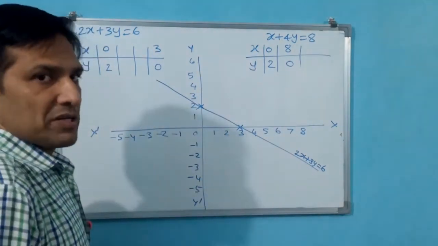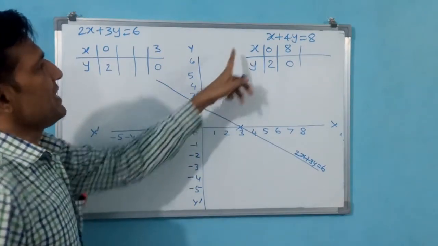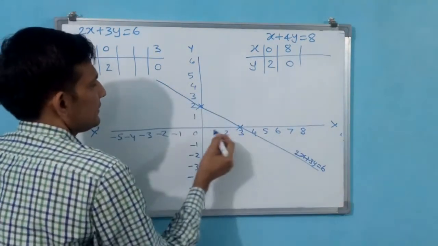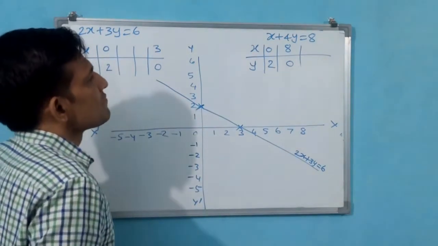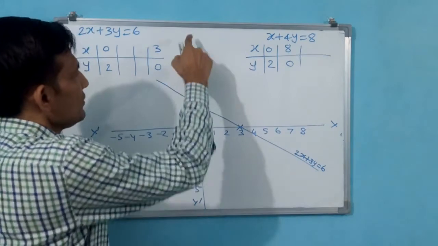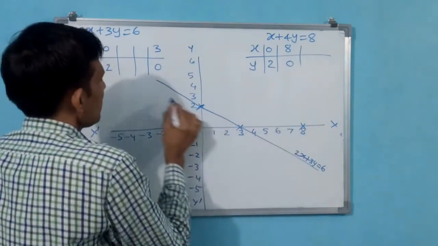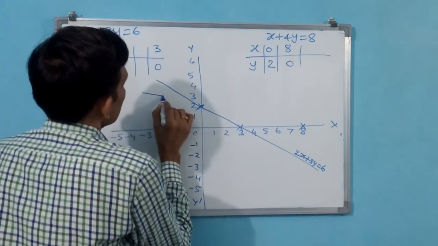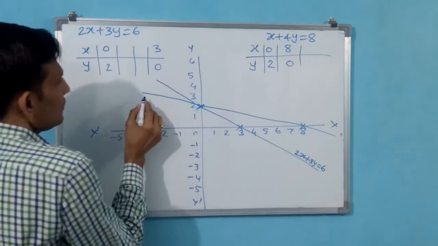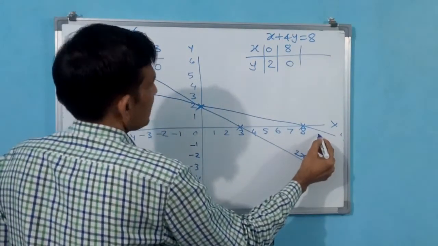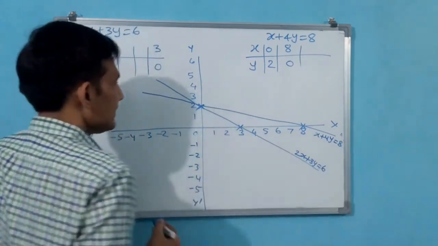Come to the next equation or next line, plotting the line. When x is equal to 0, y is equal to 2, the same point has come. When y is equal to 0, x is equal to 8. That means now these 2 points you have to plot, and write somewhere here, x plus 4y is equal to 8.